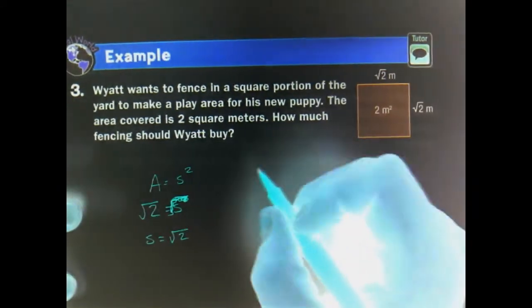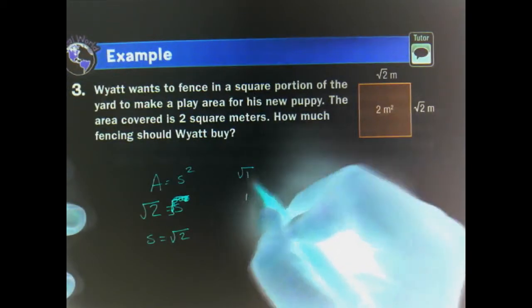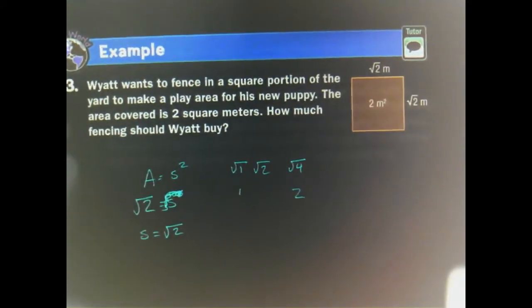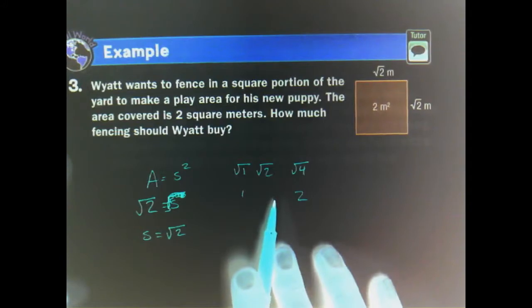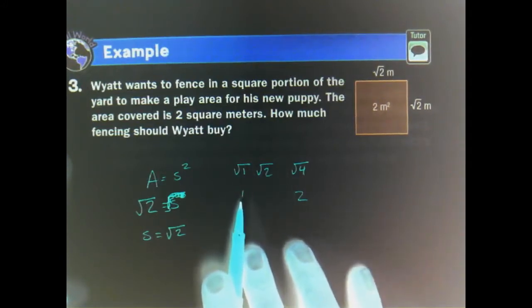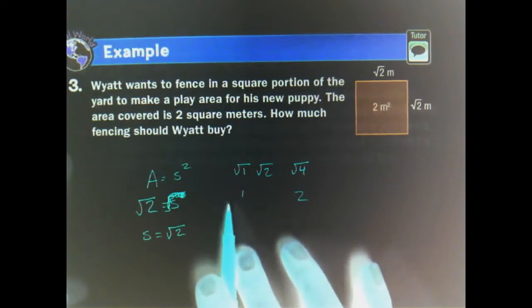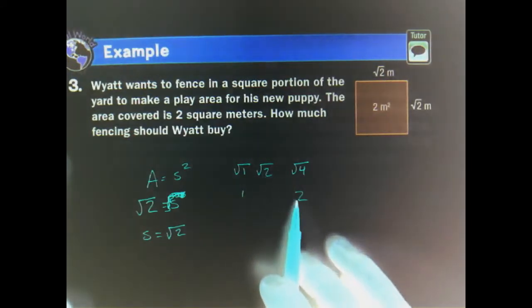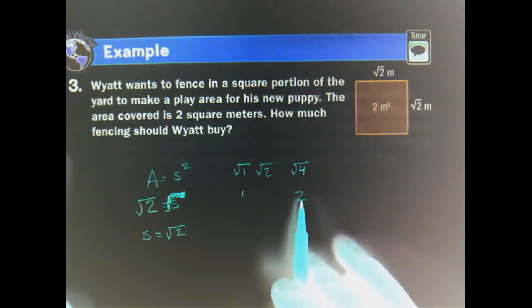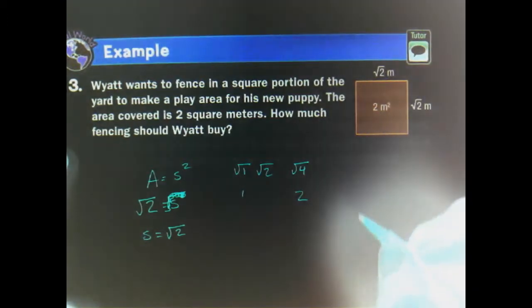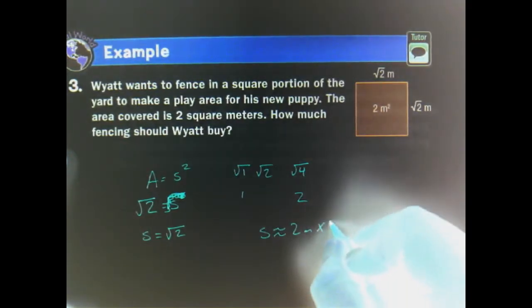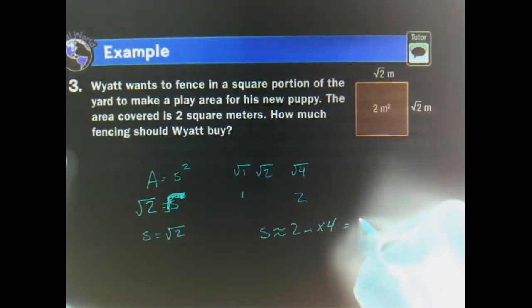Based on our principles we learned before, the square root of 1 is 1, here's the square root of 2, and the square root of 4 is 2. So it's somewhere in between 1 and 2. Now, the closest estimate would be 1. But the problem is if we estimate this to 1, we're not going to have enough fencing because that's less than the actual amount. So what we want to do is approximate it to 2 so that we have enough fencing. So if one side length is approximately 2 meters, we have 4 sides of a square, we know we should buy 8 meters of fence.